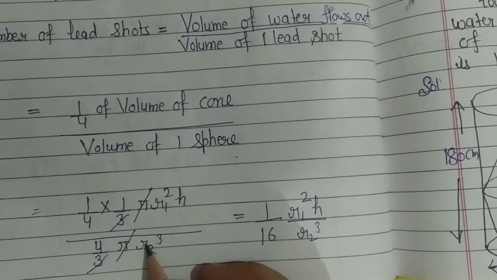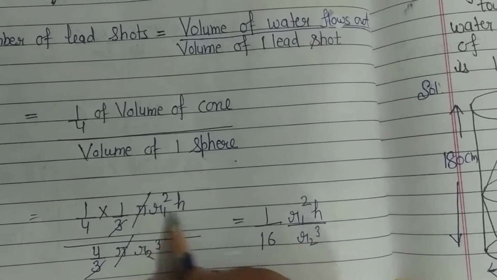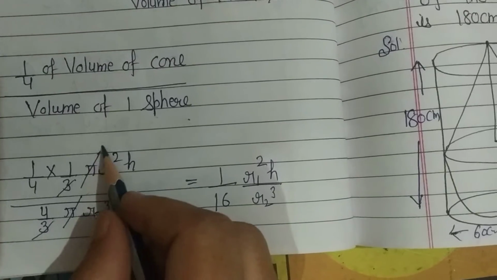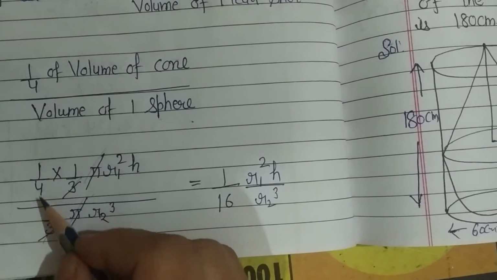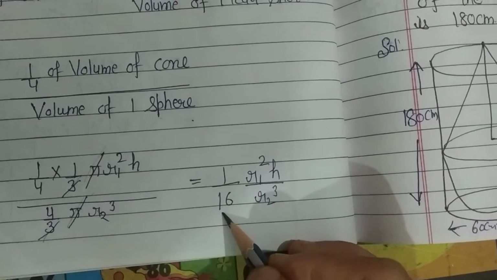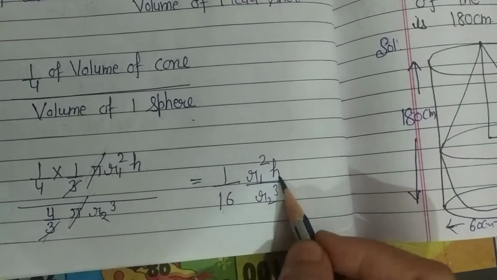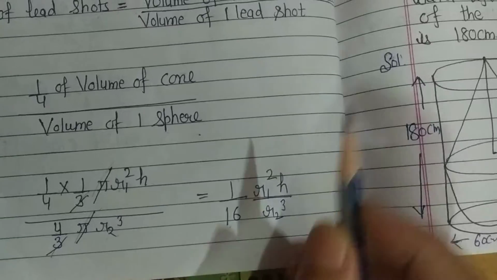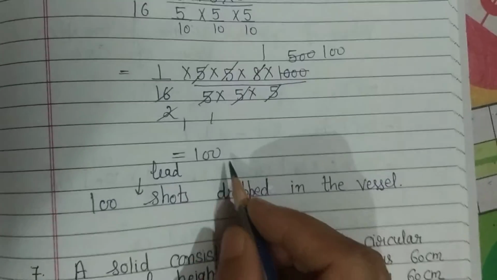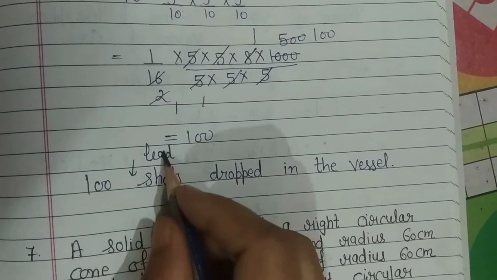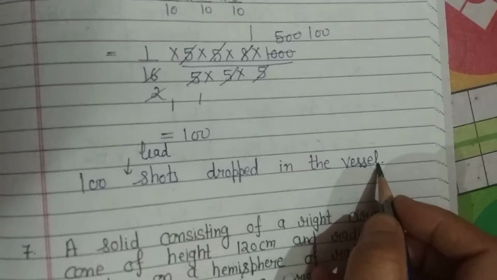So put all the values here, and after this I have cancelled pi with pi, 3 with 3, and this 1/4 and 4, it will become 1/16. R1 square h by R2 cube. Now by putting all the values and after solving, I am getting 100. It means 100 lead shots dropped in the vessel.